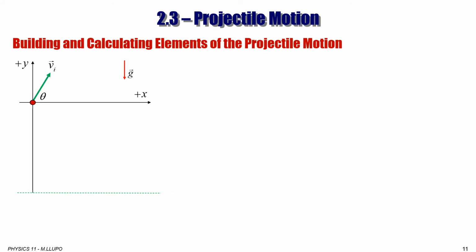This part is very important. How to build and calculate elements of the projectile motion. We have an object that is moving at the initial velocity at angle theta with the x-axis. We build x and y coordinates so that the origin of that coordinate system is where the start position is.